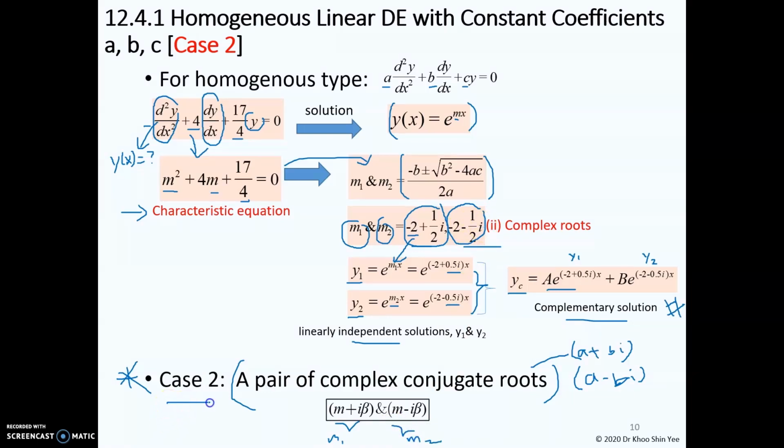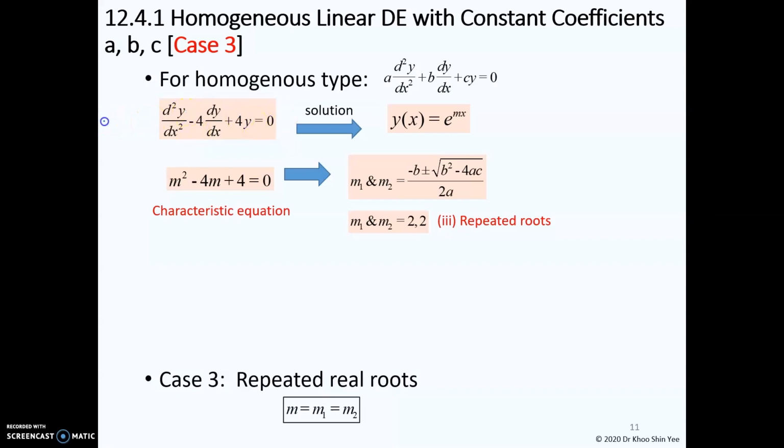In simple terms, for case 2, you have complex roots. So in this case, you still obtain two linearly independent solutions, y1 and y2. Therefore, you can still use the superposition principle to combine the solutions to obtain the complementary solution. So you can see that the strategy to solve for the complementary solution is similar for case 1 and case 2, where the root m1 is not the same as m2. Let's continue with this example.